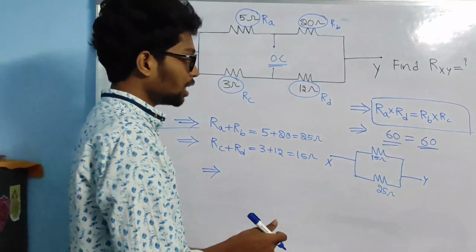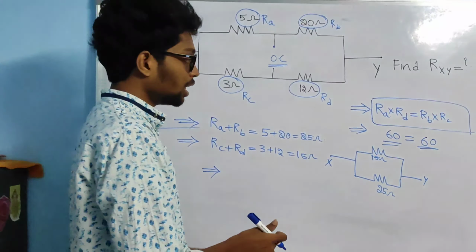Okay, friends, coming to the seventh problem. Here we have to find the current through the 6 ohm resistance, that is I. Here in this branch we have a practical voltage source, and in this branch we also have a practical voltage source.